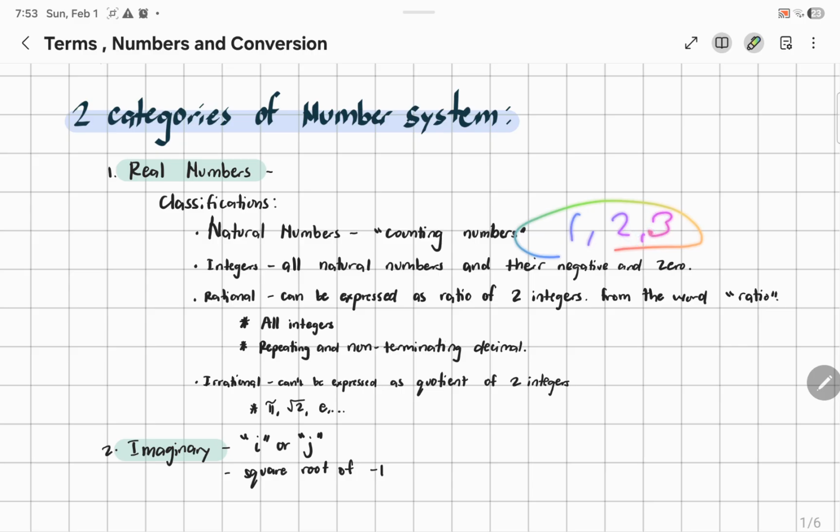Now, next is the integers. These are all the natural numbers, the counting numbers, and their negatives and 0. Therefore, everything: negative 1, 0, 1. These are all integers.